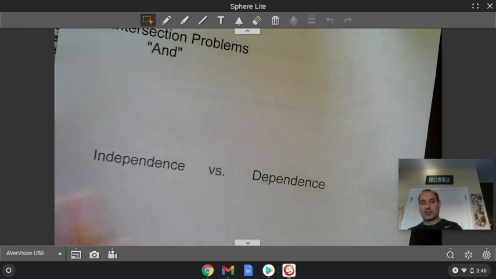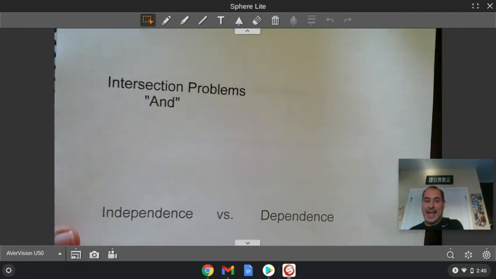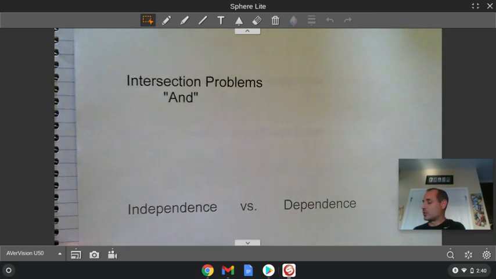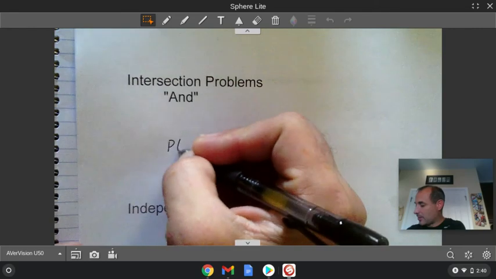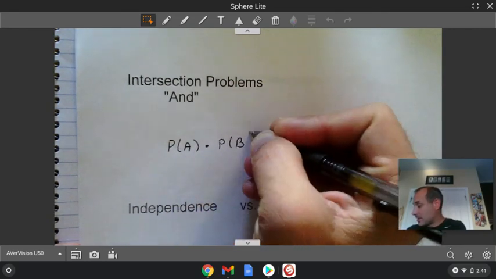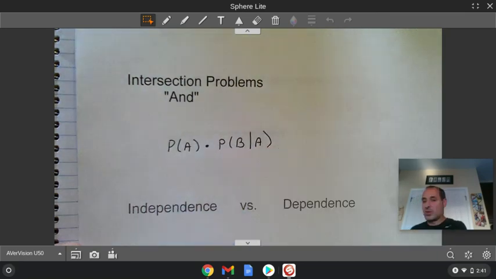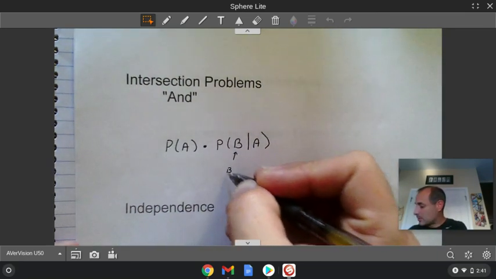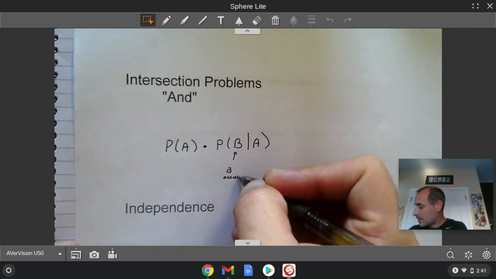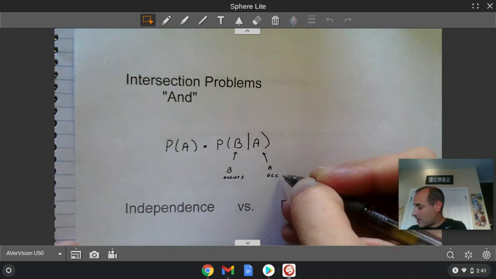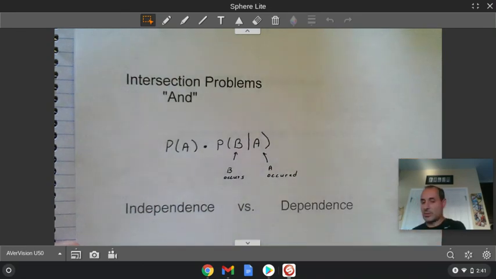It's important that we understand that both of these problems were "and" problems. And the probability of an intersection is essentially the probability of A times the probability of B given A. So that notation, the probability that B occurs given that A already occurred. Okay, and that line in between them stands for "given."